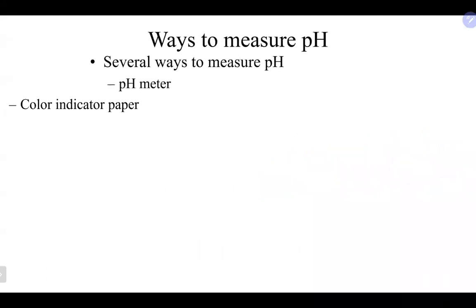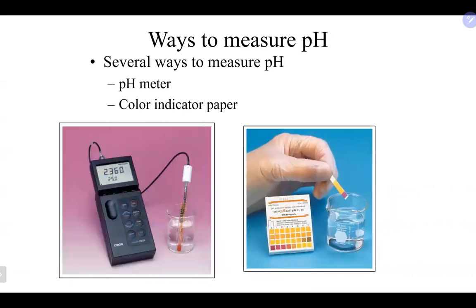Now, there's a few different ways that we can measure pH. A very common one is to use a pH meter. This is a pH meter invented by a guy named Beckman. Basically, it does a little chemical reaction, but it measures the amount of free H plus ions that are basically floating around in there.